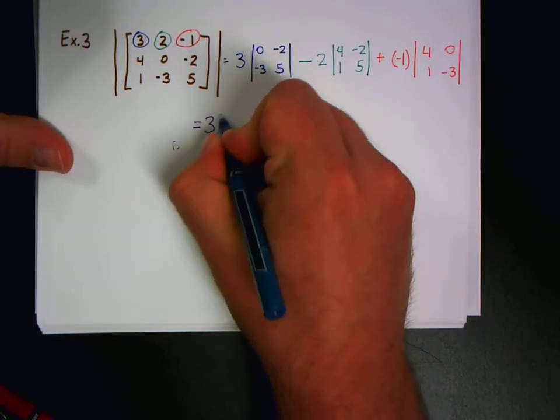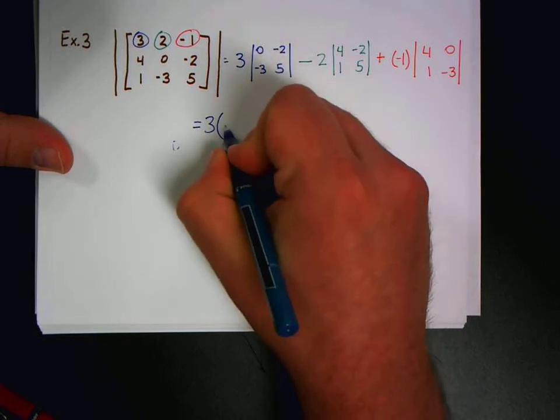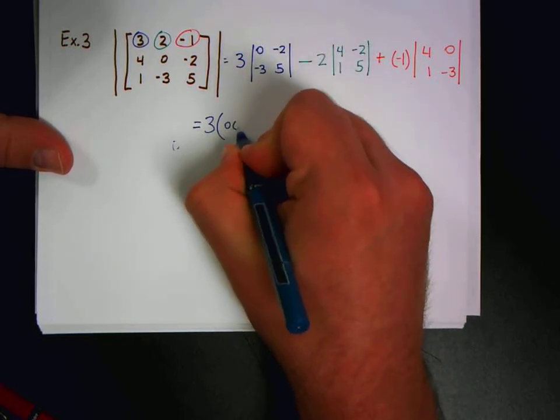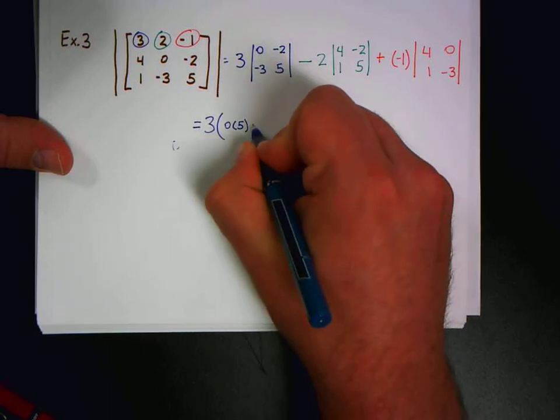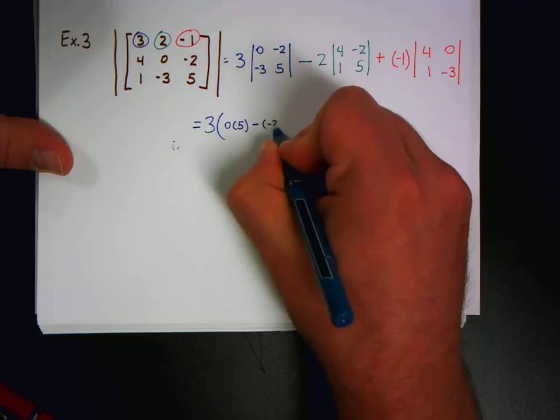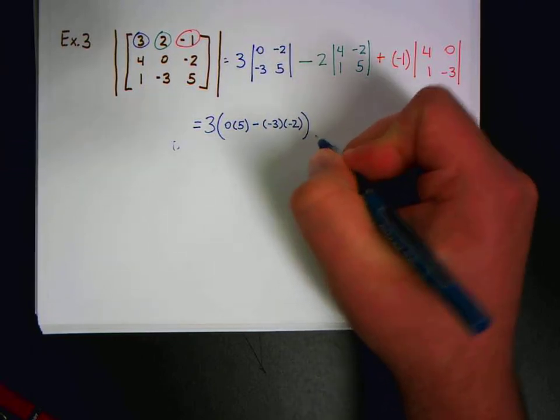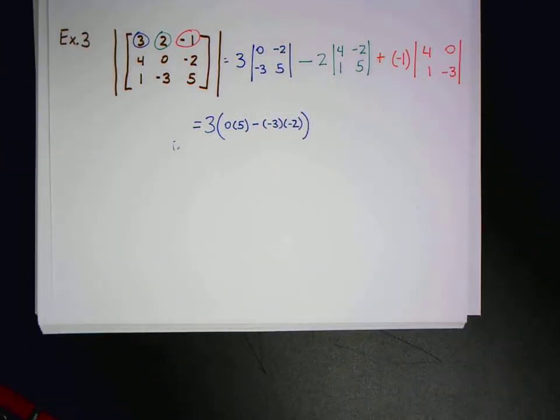Okay, so then this one, I do this determinant, so if I do this cross multiplication, it's 0 times 5 minus -3 times -2. Now see, this would be one of those places where it helped to do it really quickly in your head.